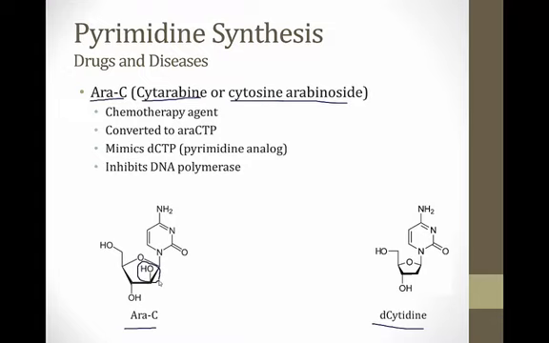Once this gets into the body, it will be converted to Ara-C triphosphate by adding 3 phosphate groups to this portion of the molecule. Once this occurs, it will mimic deoxy-CTP. It's called a pyrimidine analog, and this will bind to DNA polymerase and inhibit the enzyme. And that's why it works as a chemotherapy agent, because it blocks the ability of cancer cells to reproduce their nucleic acids and multiply and divide.